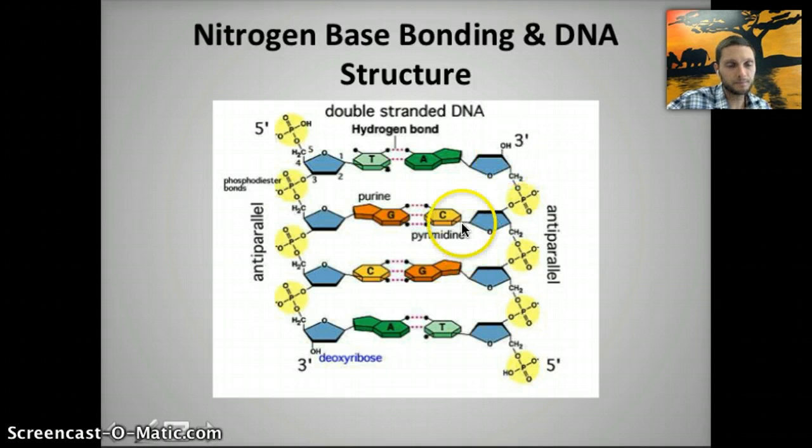So to recap, hydrogen bonds are holding the two strands together. So this is a strand and this is a strand. And those two strands are held together by hydrogen bonds in between the different nitrogen bases. Phosphodiester bonds hold together the individual nucleotides. So here's a phosphodiester bond between this phosphate and this deoxyribose sugar. And that's what helps hold these nucleotides together in order to make DNA and RNA.